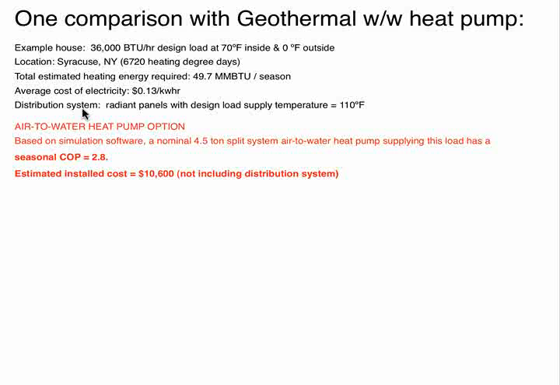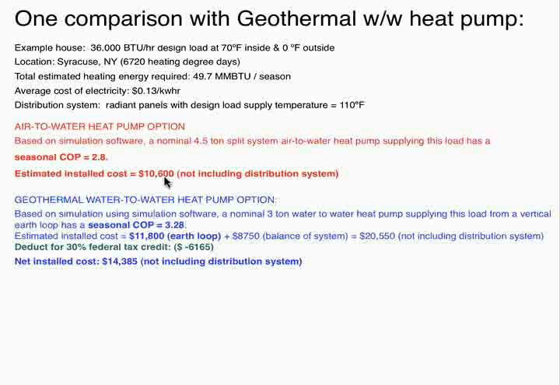So what I did is I used some manufacturer software to simulate the operation of a heat pump. And in this case, their particular model that would cover this load was a 4.5-ton split system unit. Their software estimated a seasonal coefficient of performance of about 2.8. Estimated installed cost, excluding distribution. I'm looking at this from the standpoint that the distribution system is going to be there with either the air-to-water heat pump or the geothermal heat pump, $10,600.